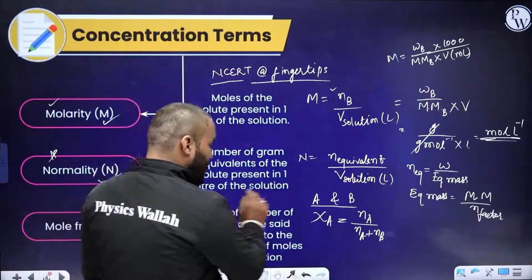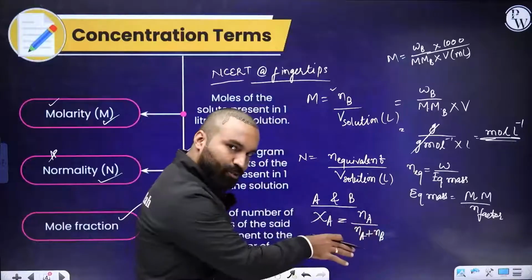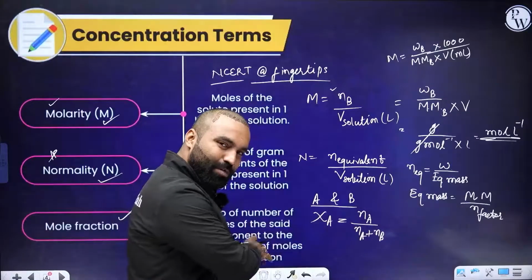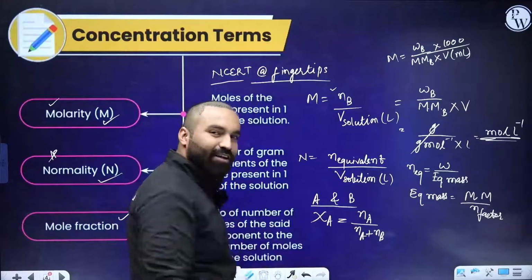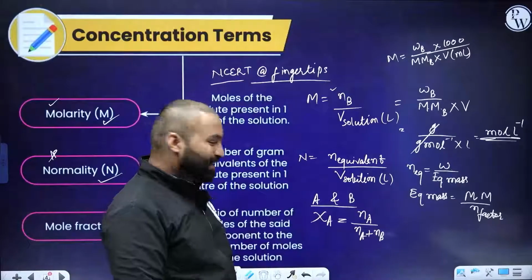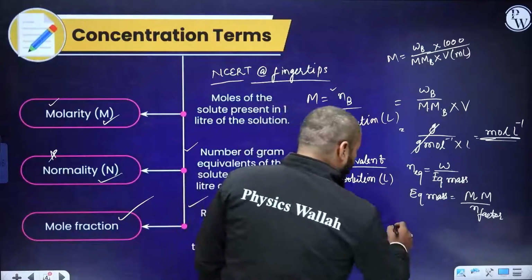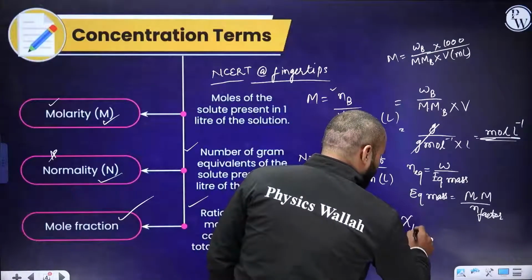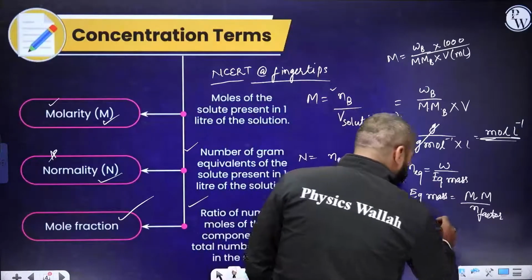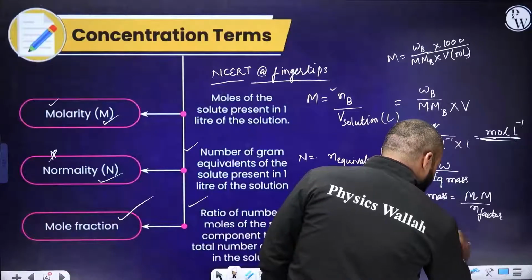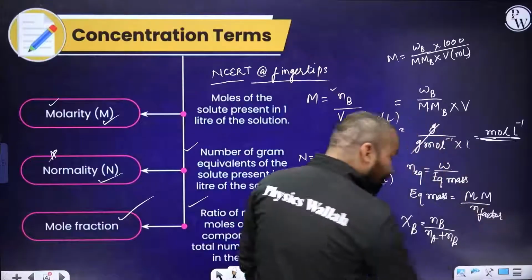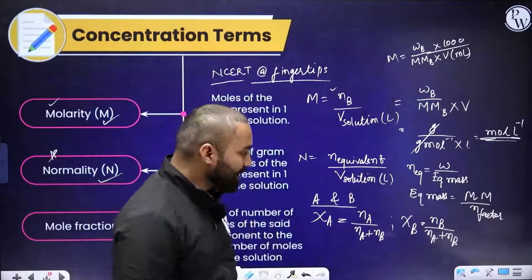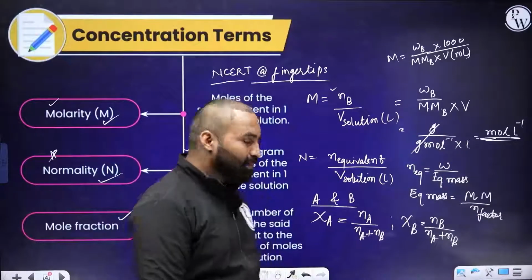Now, the ratio of the number of moles. This is the ratio. So before I finish talking about mole fraction, everybody write down in the comment box what is the unit of mole fraction. Similarly, I can write chi B equals number of moles of B divided by total number of moles, and total number of moles is Na plus Nb.